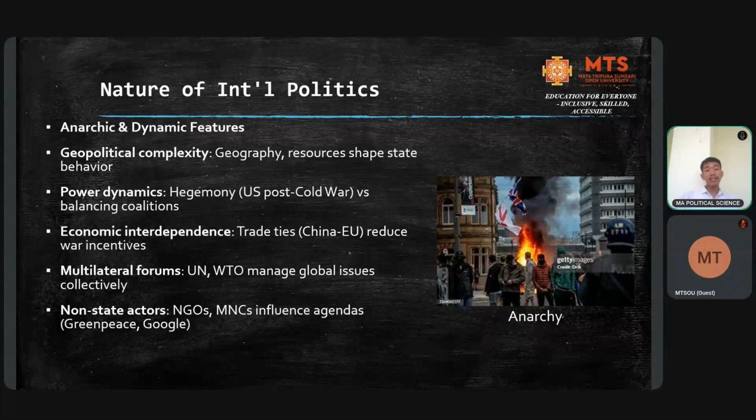International politics also discusses trade. China and the European Union are doing business, obviously, and it helps in reducing war if you are doing trade regularly. Multilateral forums, the UN and the World Trade Organization, manage global issues collectively. So these organizations are very important globally. They help in solving problems, maybe business problems. Other non-state actors, NGOs and multinational corporations, are also very influential, like Greenpeace and Google. They are very popular and they can influence international politics also. So these are the things.